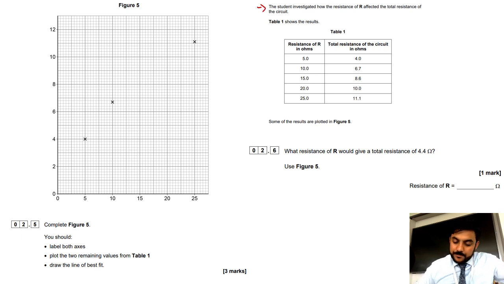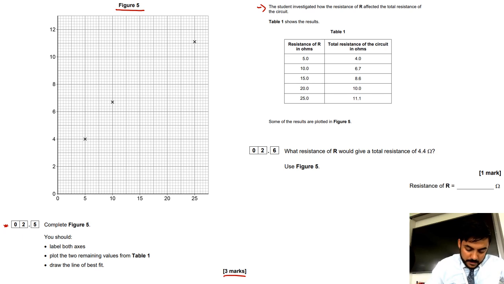I'm reading from here, by the way. Table 1 shows the result. Resistance of R in ohms is on the left hand side of the table, and the total resistance of the circuit in ohms is on the right hand side of the table, and it gives all values. Some of the results are plotted in figure 5, which is right here, and it asks, complete figure 5. I've chopped it up so it all fits on one page. You should label both axes, plot the two remaining values from table 1 and draw the line of best fit. It gives you 3 marks and it tells you exactly where to collect those marks from.